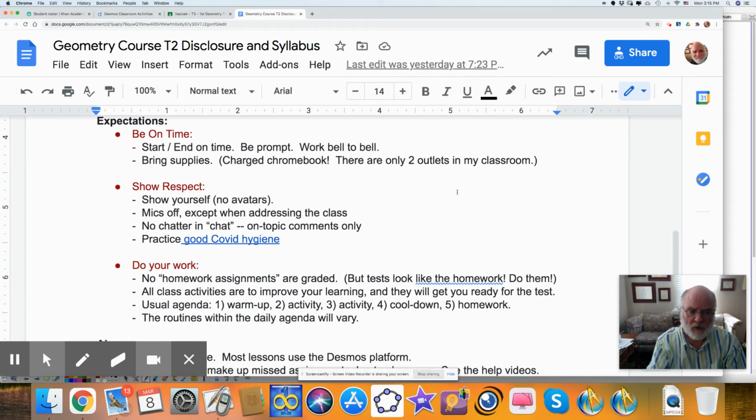I have only a few expectations. Be on time, show respect, and do your work. These are 3 tenets for success outlined by Mr. Cohen, our superintendent. We start on time, we end on time. Don't expect to be packing up 5 minutes early. We go from bell to bell. I may give you 1 or 2 minutes before the end of the bell, but usually we go all the way to the bell. Bring your supplies.